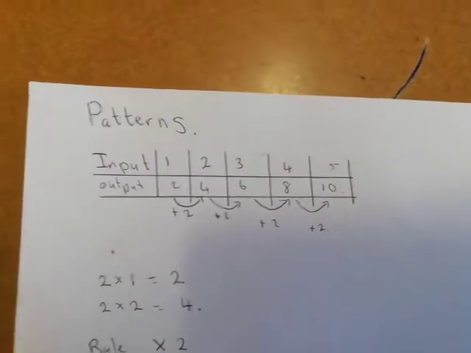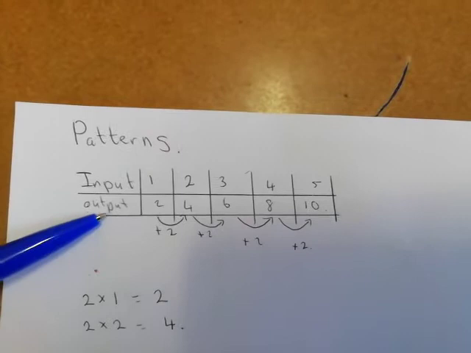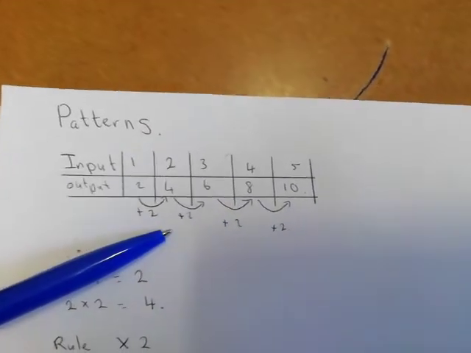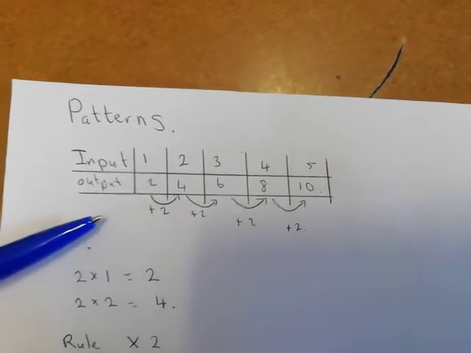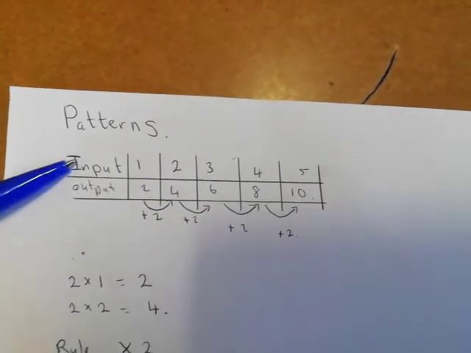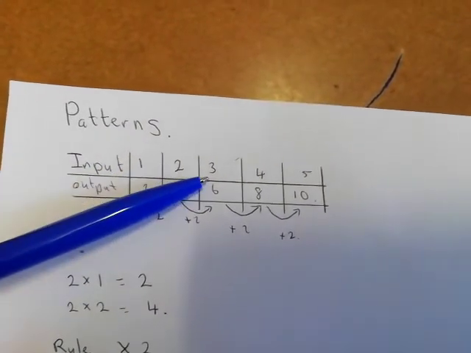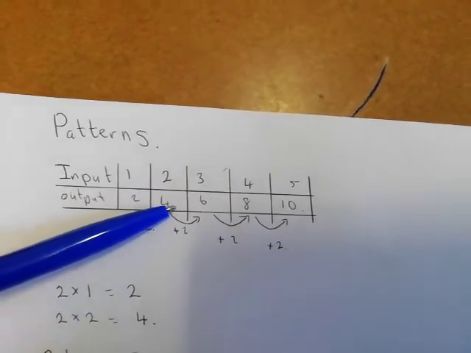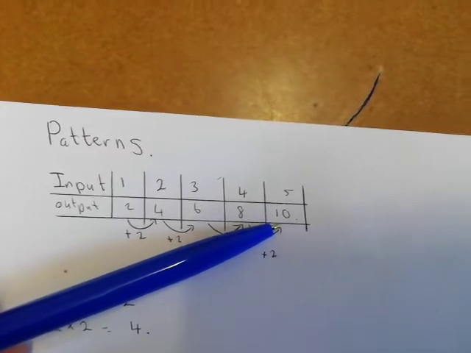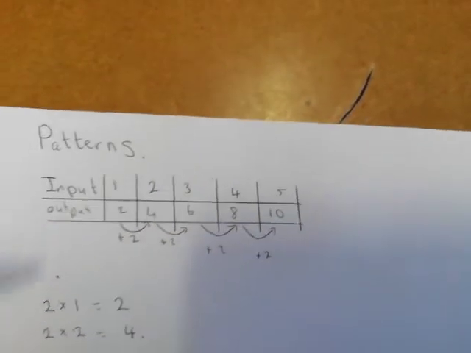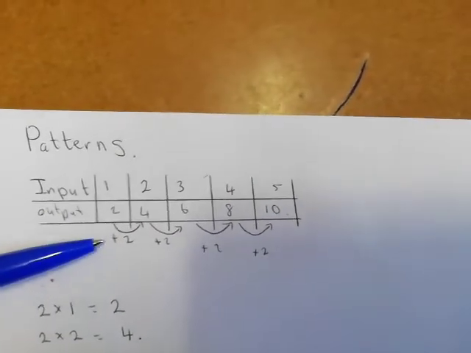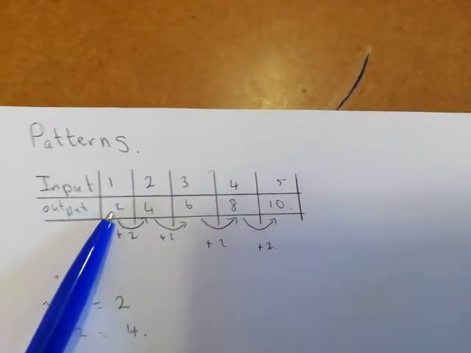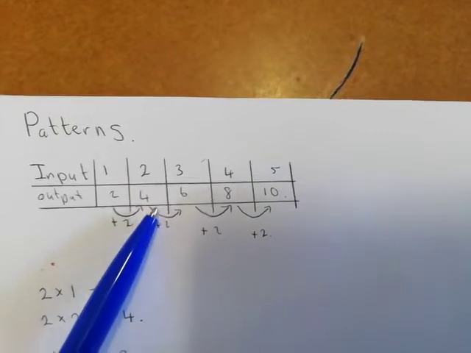With number patterns, there is always an input and an output. They don't always show it, but it is there. So for a start, we'll say the input is 1, 2, 3, 4, 5, and the output is 2, 4, 6, 8, 10. To find out what happens in the pattern, you check what happens from one output to the next output.